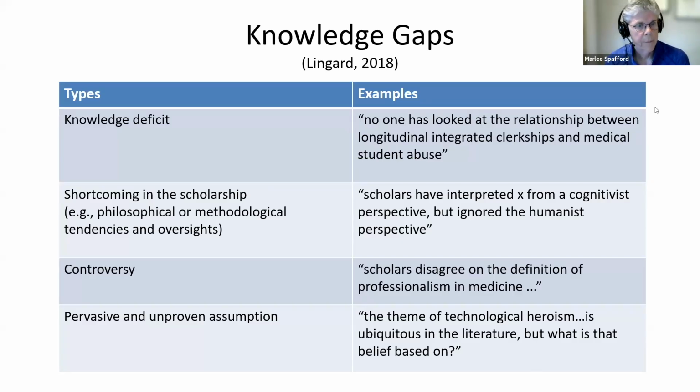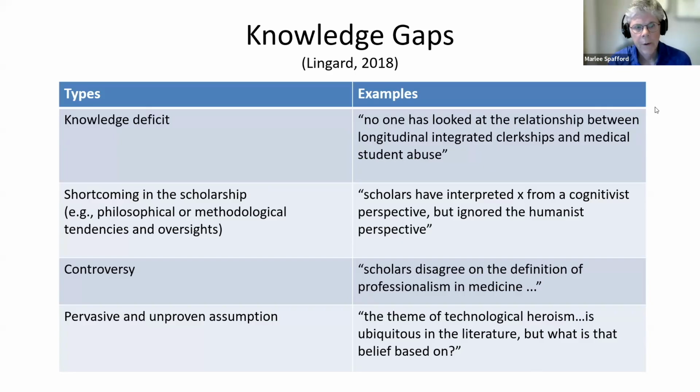A third kind of gap could be a controversy. Scholars disagree on the definition of professionalism in medicine, and that's what you want to explore: something where there are different ways to do something, different ways to teach something. It's a controversy, and people aren't agreeing.